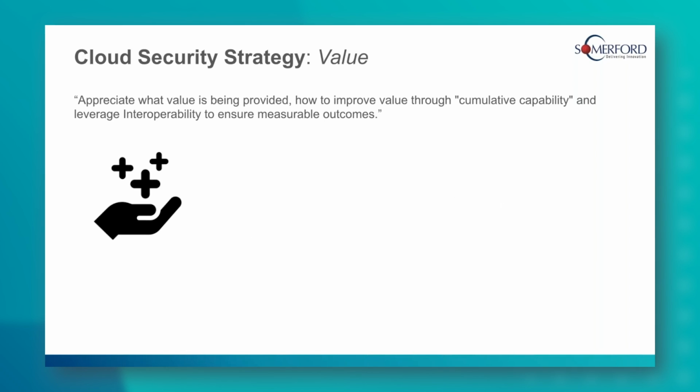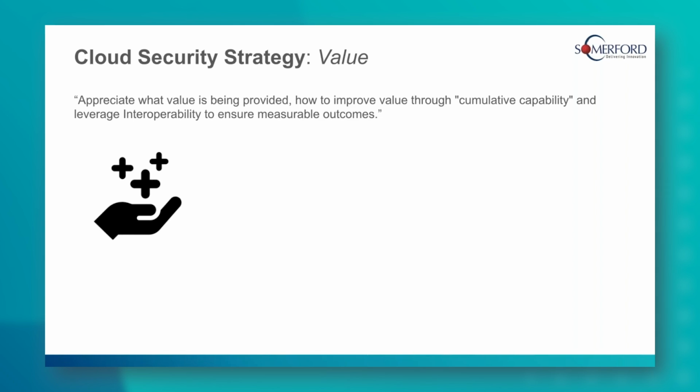And then finally, value. So this is, again, from what we've discussed, about appreciating what value is being provided and how to improve that value through cumulative capability and leveraging interoperability to ensure measurable outcomes. So a bit of a mouthful, but really what it means is we need to be able to show that whatever products we have in place to match the visibility and ensure that the controls meet our vision are providing us with value. And in order to achieve that value, we may well need to have environments where our platforms are configured to be interoperable.